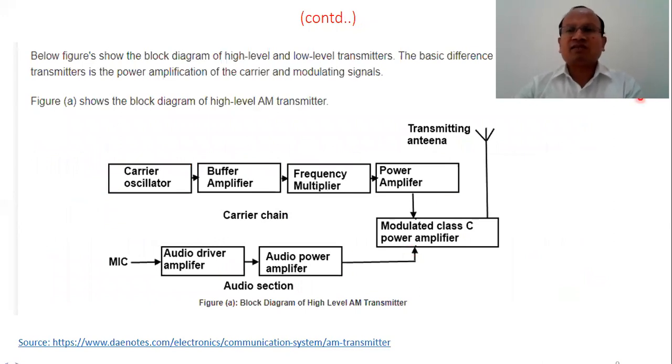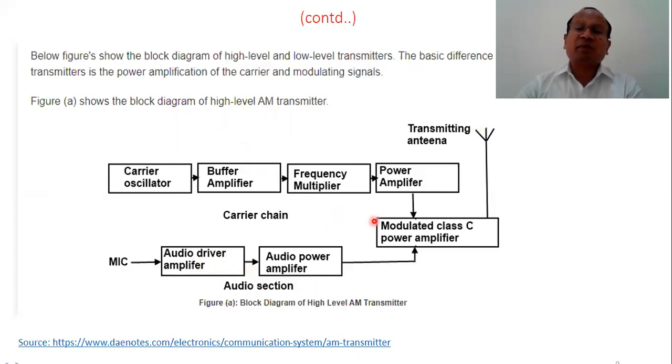Now see, this is a detailed block diagram of an AM transmitter. We'll spend some time here, as this gives some more description. If you see the block diagram carefully, this is the mic, which is nothing but a microphone. The output of the microphone goes to the audio driver amplifier. Actually, this block is of high level.